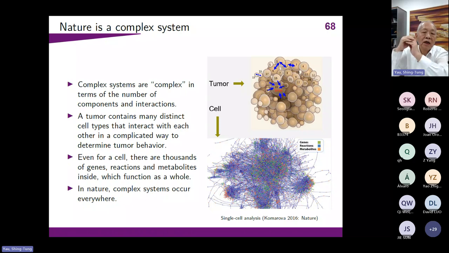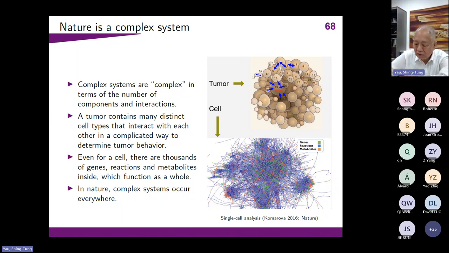So we look at a complex system in terms of the number of components and interactions, just like a tumor. A tumor contains many distinct cell types that interact with each other in a complex way to determine the tumor behavior. Even for a cell, there are thousands of genes, reactions, and metabolites inside which function as a whole.